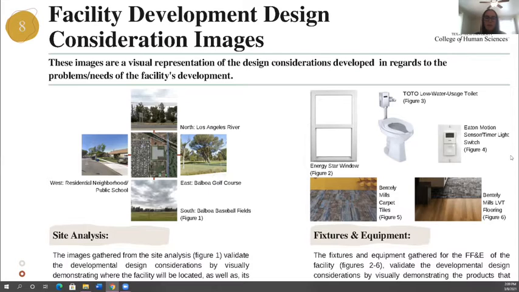The images on the right are gathered from the FF&E of the facility. The fixtures and equipment like Energy Star windows, low water usage toilets, and motion-sensored light switches will help maintain the efficiency of the facility. Finishes like carpet tiles and LVT flooring will help maintain the ongoing costs of the facility because they are easy to be replaced and they can be spot treated.